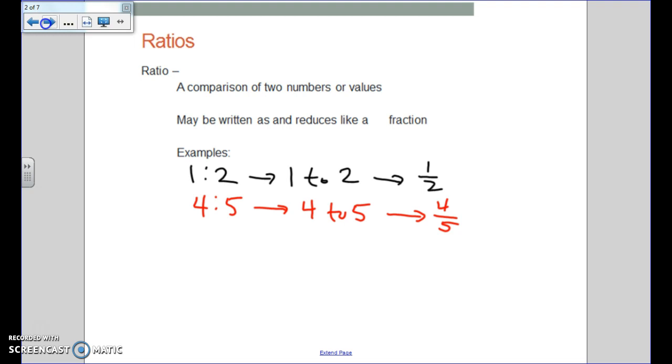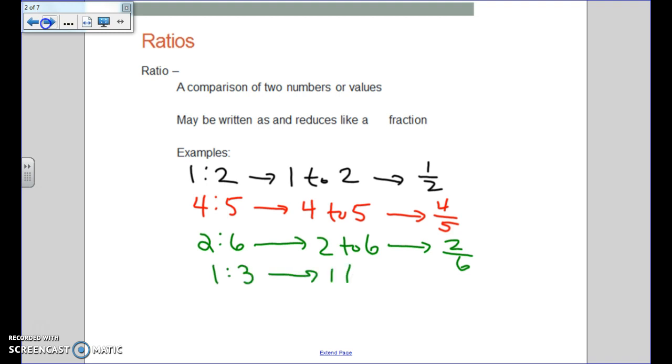Some ratios, though, like 2 to 6, could also be reduced. So instead of 2 to 6, I could call that 1 to 3, or 1:3, or 1/3. You wouldn't say "one third", you would say "1 to 3". And so they do reduce just like a fraction. If they have a common factor, you may reduce by that factor.